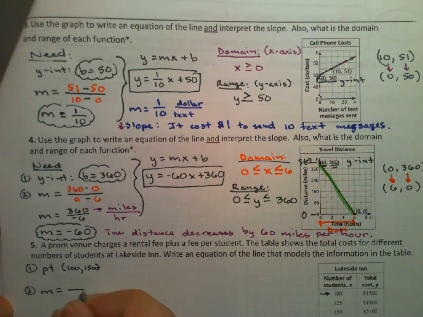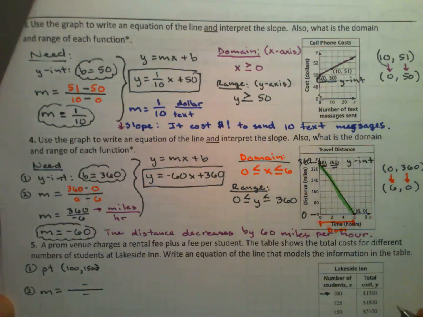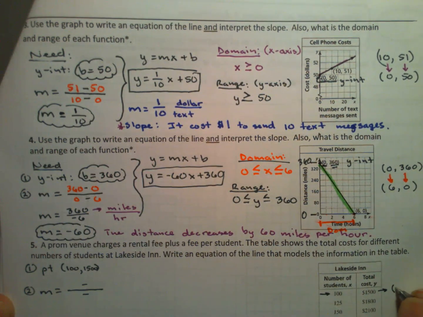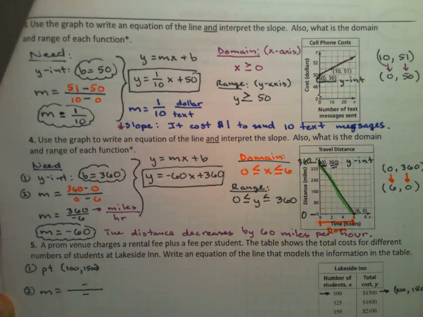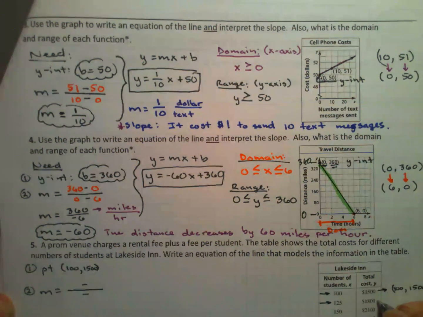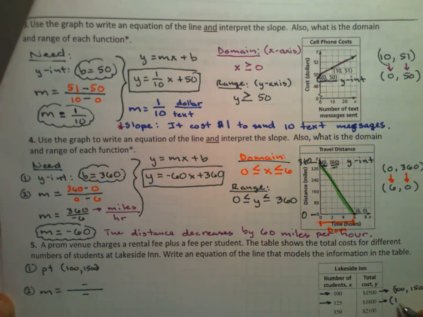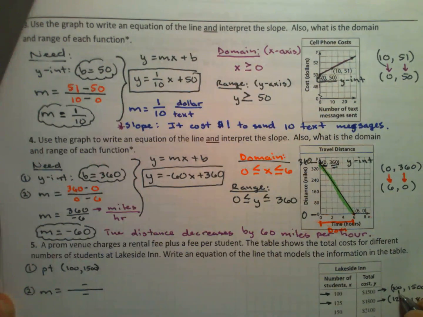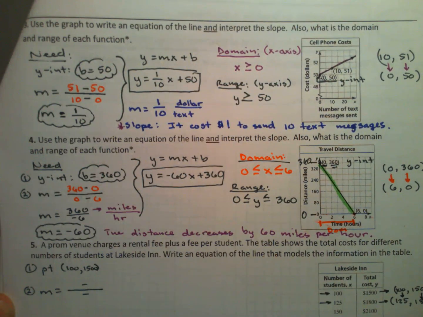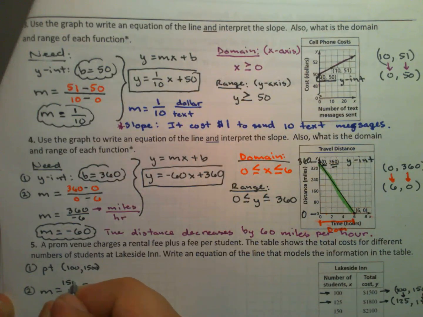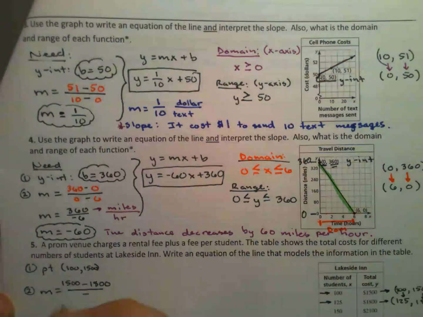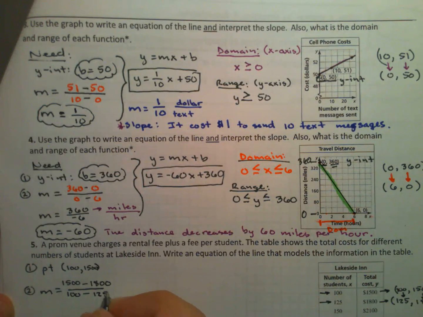I need a slope. There's my minus signs. Well, look, this one right here was 100 and then 1500. So I need another point. Well, you know what? I'm going to go with the second set of smallest numbers here. So it's 125 and 1800. All right, here we go. There's my little arrows. Y's are first. 1500, 1800. 100 for the X, 125 for the other X.